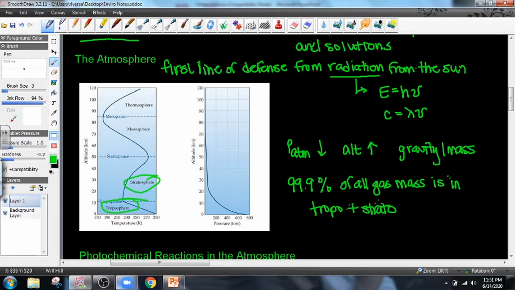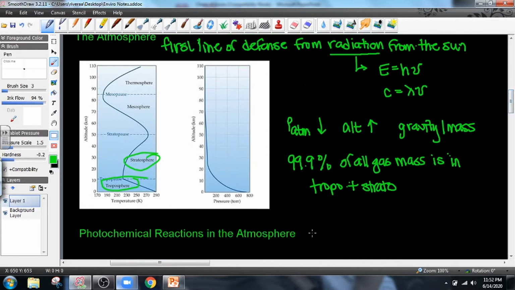Up beyond that, you've got the rest of the gas, like 0.1% of the rest of the gases. So once you get past that 33,000 feet in elevation, you really start to pretty quickly lose gases, way less gases up here. And again, like I said, the composition of each of these parts of the atmosphere are not uniform or constant either.